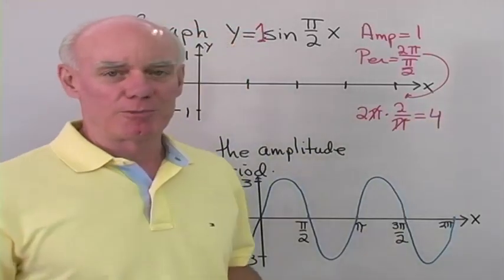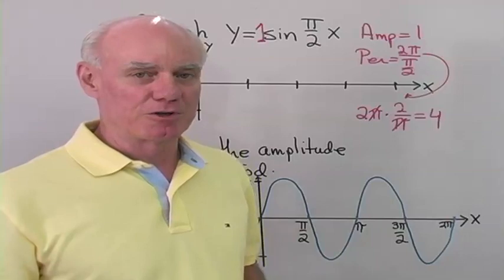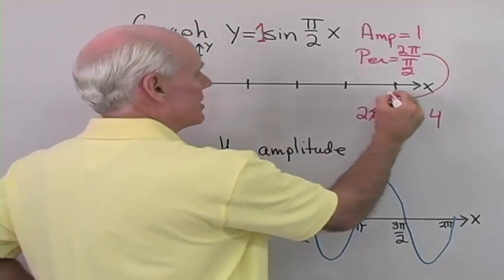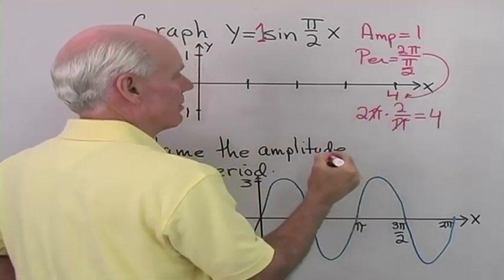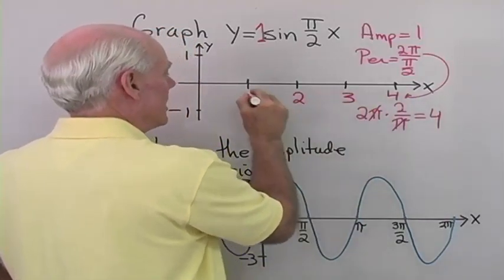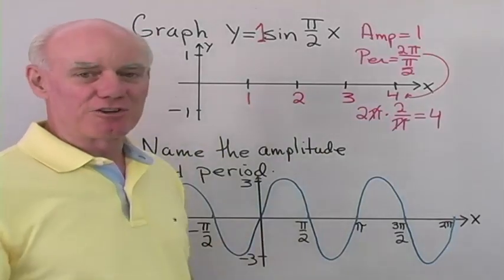So for this graph, I know I'm going to have a period of 4. It's going to have an amplitude of 1 and it's a sine curve. So I can fill in the x-axis here. I'll go through one complete cycle in 4 units. That's 4, that must be 2, there's 3, and 1. Okay, let's draw a sine curve that does that.